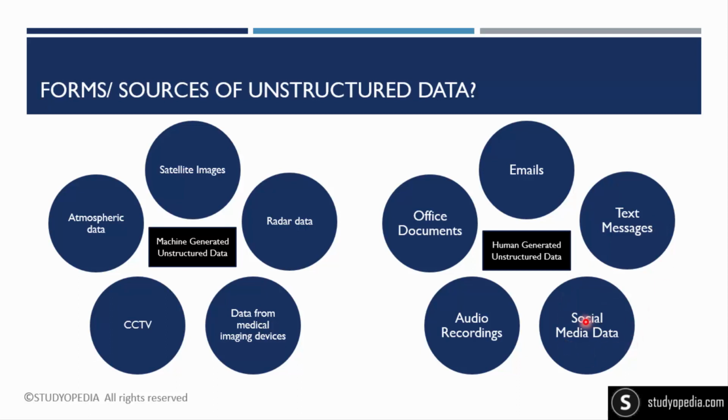Social media data, I told you, is unstructured. You have tweeted something with an image, videos, text, so it is unstructured. You have a Facebook post with an image, another post with a video and text, so these are all unstructured data. Audio recordings, your podcast, audio recordings on WhatsApp come under unstructured data. Office documents, Word, Excel, all these documents are in unstructured form, and they can include images and even videos.